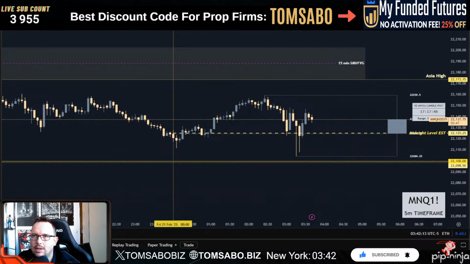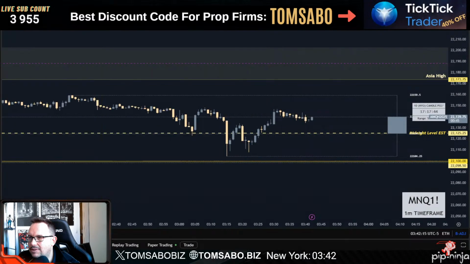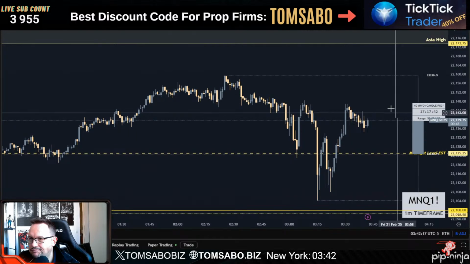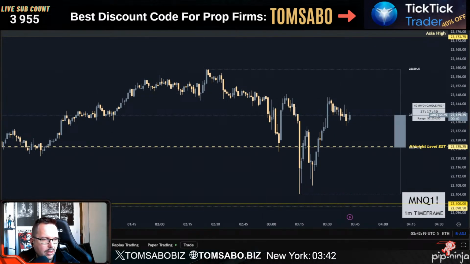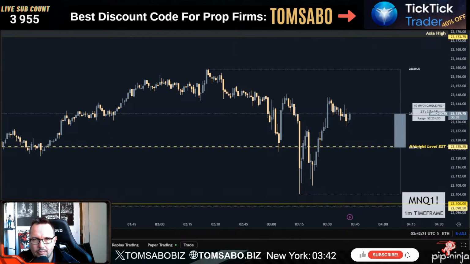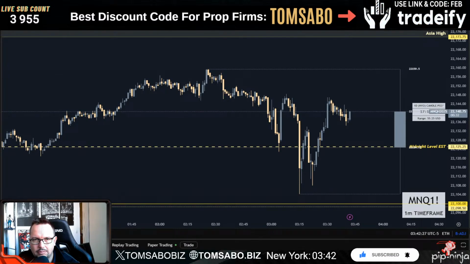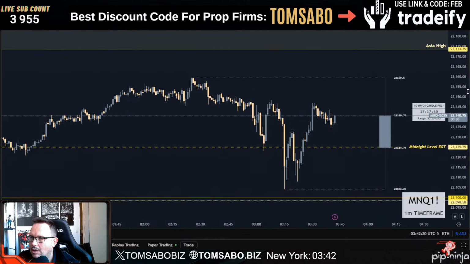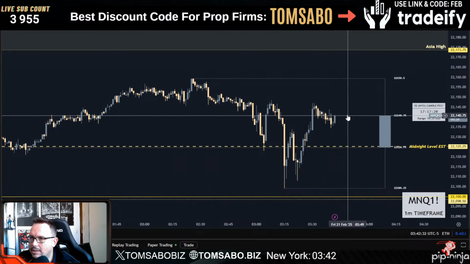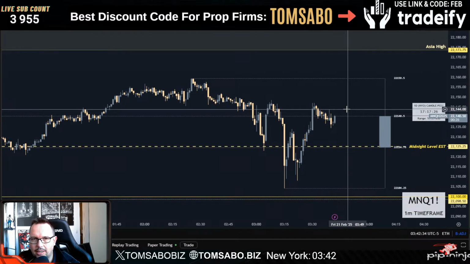I'm not sure. I'm still watching this on the 15 as well. It can be anything. So I'm gonna wait this out. It looks like a very nice bullish flag here.